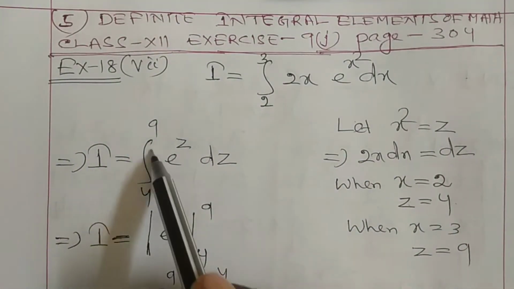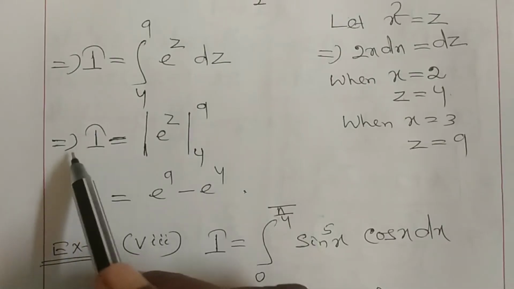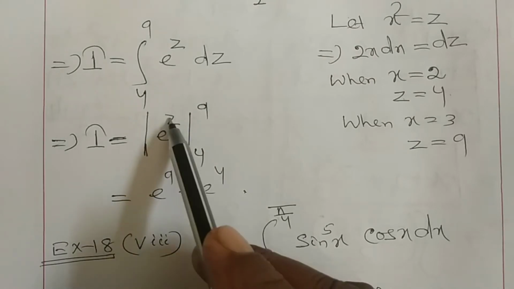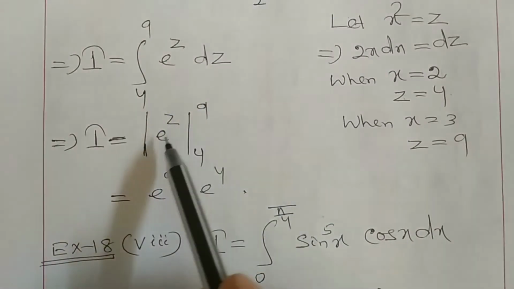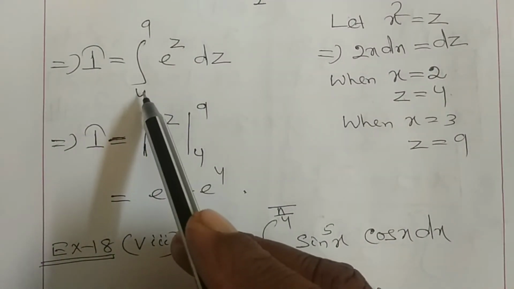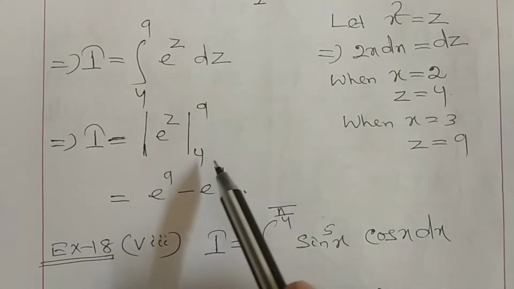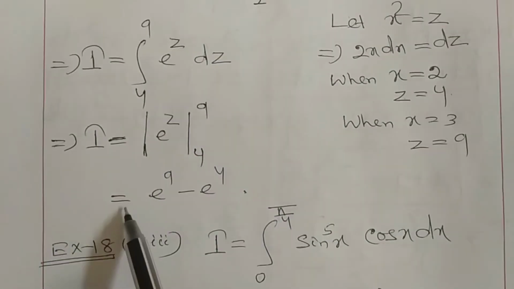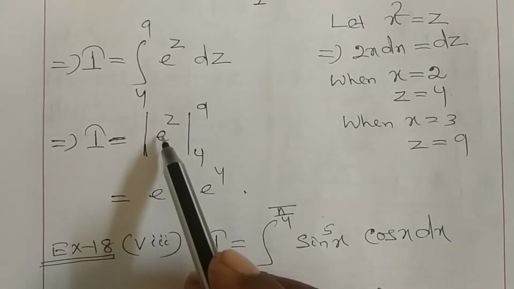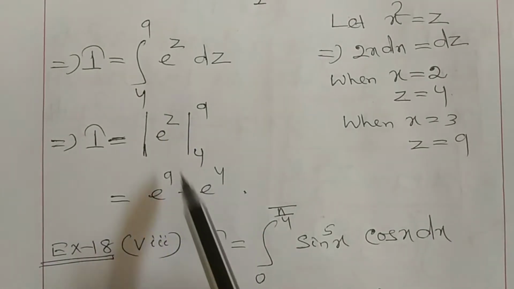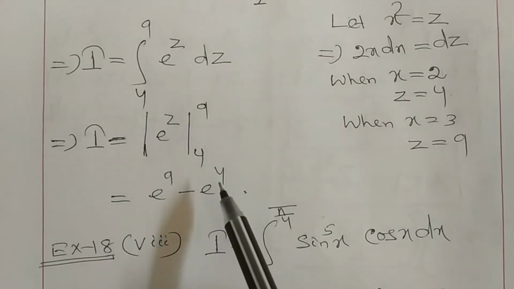So I is equal to the integration from 4 to 9 of e to the power z dz. This implies I is equal to e to the power z from 4 to 9. Here the integration of e to the power z dz is e to the power z. As the upper limit is 9 and the lower limit is 4, this is equal to e to the power 9 minus e to the power 4. So I is equal to e to the power 9 minus e to the power 4.